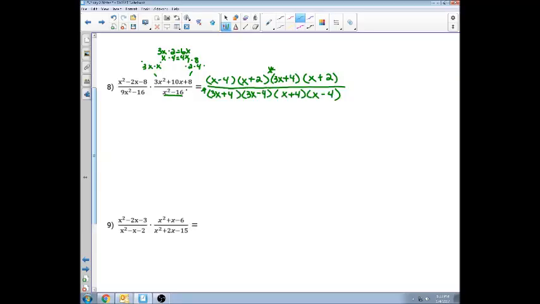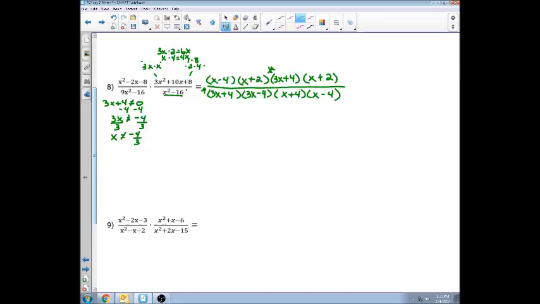Now that I have everything completely factored, what I'm going to go ahead and do is find my restrictions. So 3x plus 4 cannot equal 0. If I subtract 4, 3x cannot equal negative 4. Divide by 3. X cannot equal negative 4 over 3. There is a pattern to those, okay?